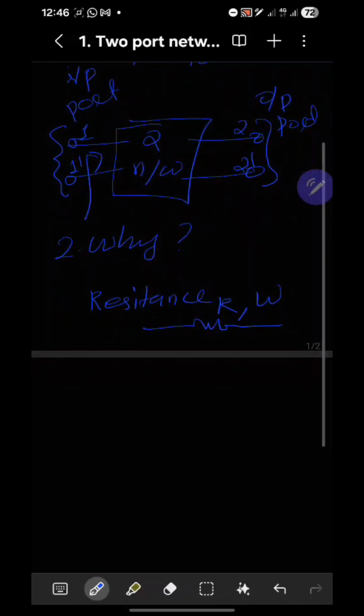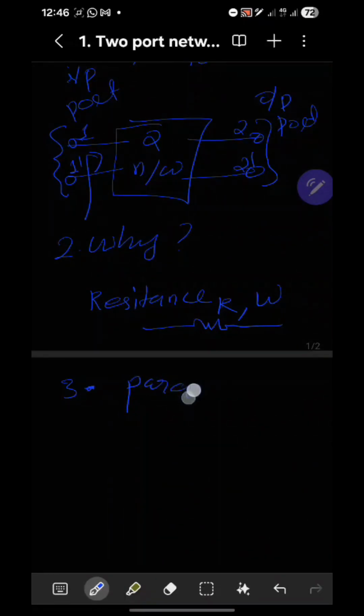Similarly, if we know the electrical properties of a two-port network, which are usually described using some parameters. We know for discrete components, we'll be using parameters like resistance, wattage rating. Similarly, here also we'll be using some parameters. There are different parameters to describe the electrical properties of this network.